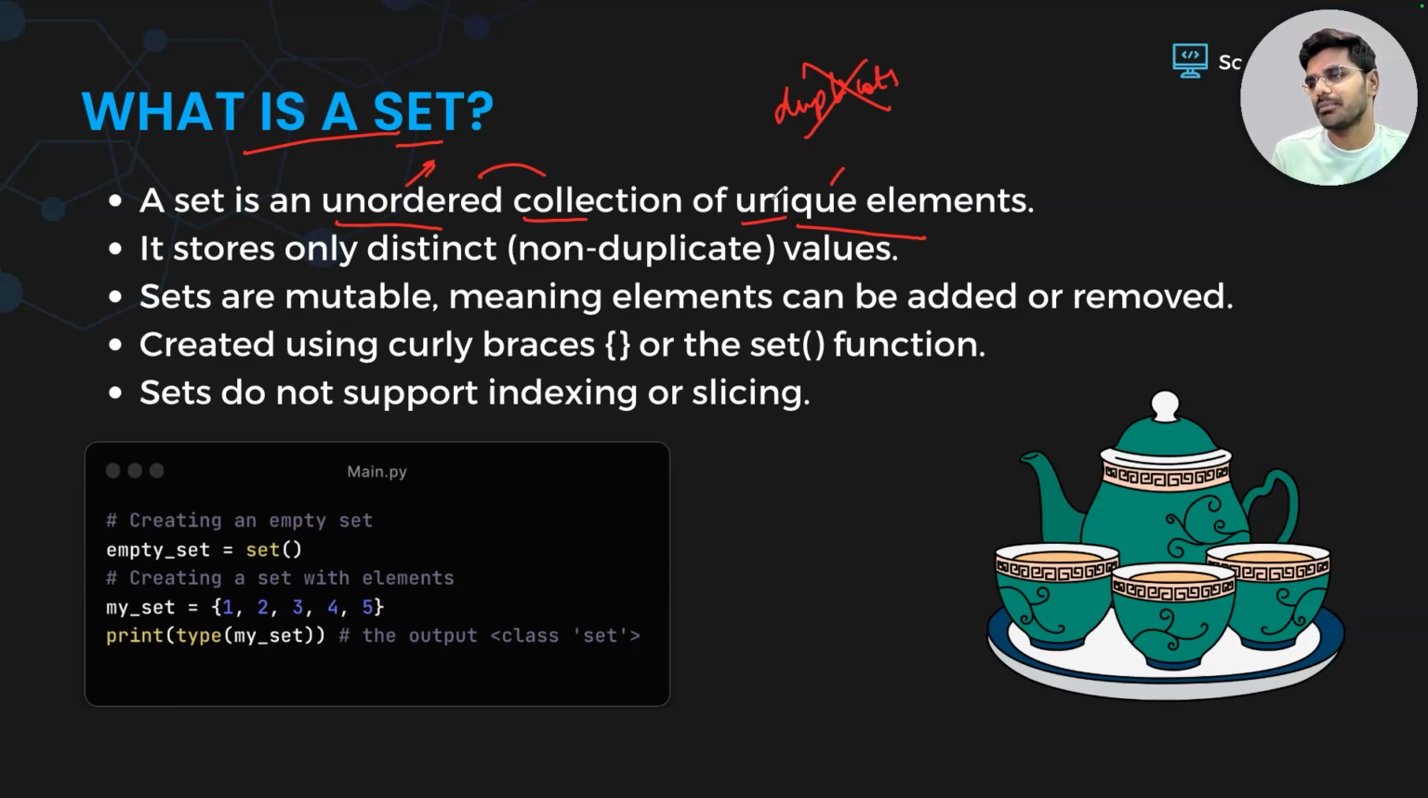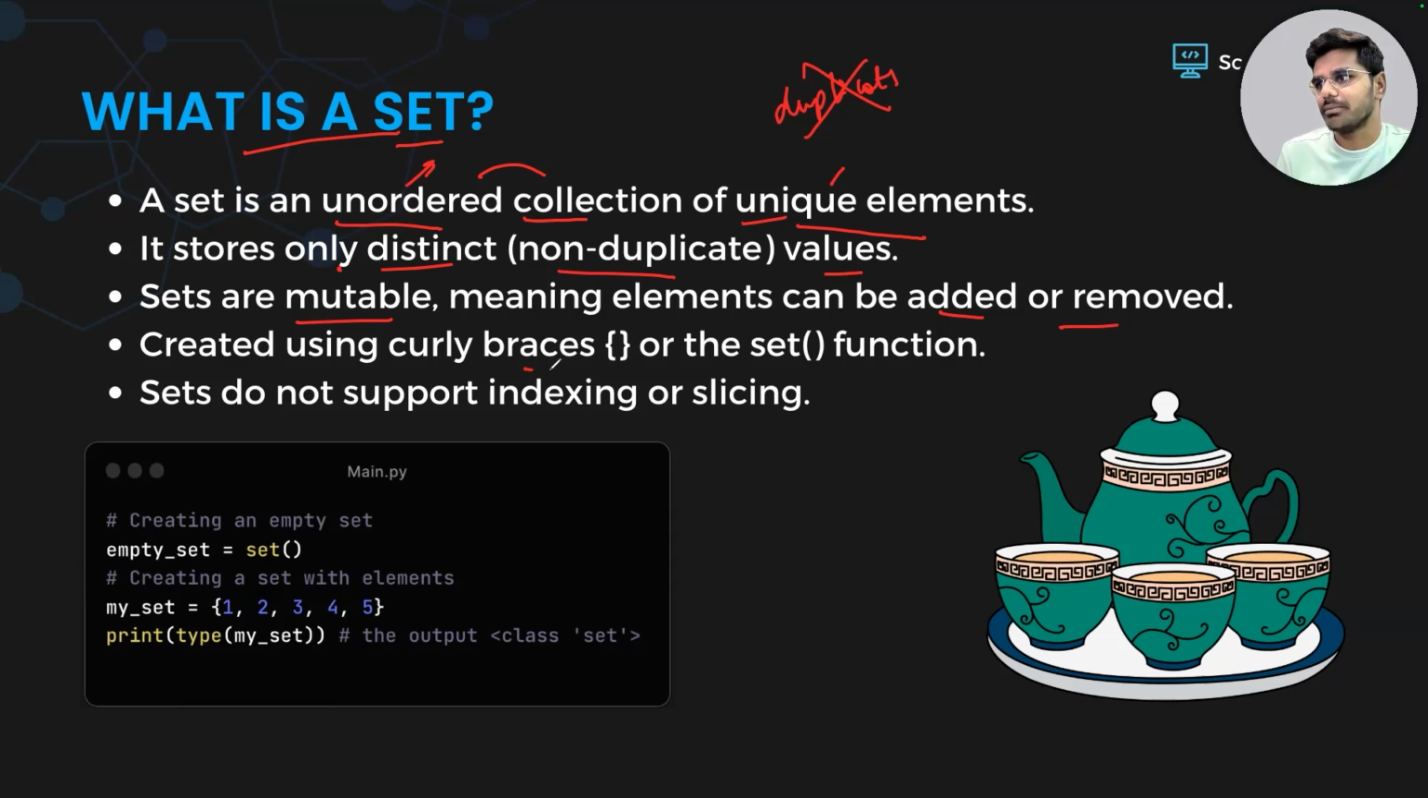This is exact simulation or a representation of sets in math. Even in sets, we cannot have duplicates. Same way, we don't have duplicates allowed in sets. It stores only distinct non-duplicate values. Sets are mutable, meaning elements can be added or removed, but we cannot specify the position. We can just add them.